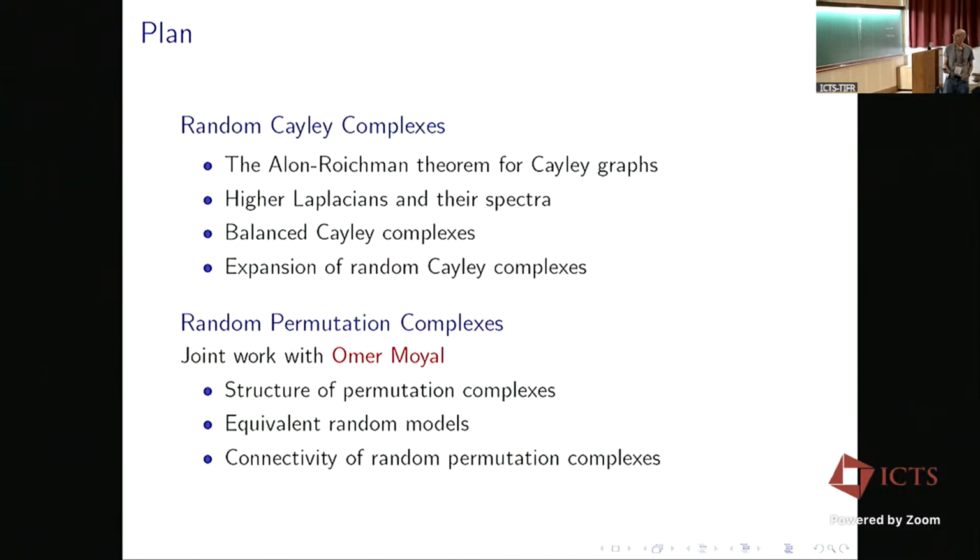And then we'll talk about another model for random complexes. This is joint work with my student, Omer Muyal. It's another model for simplicial random complexes. We'll talk about the structure, how to pick them randomly, and the main result would be the probability that they are connected for some big R. Okay, but let's start with this.